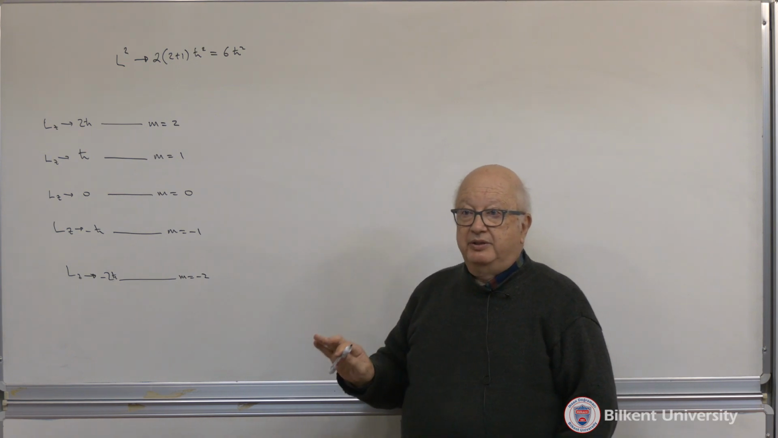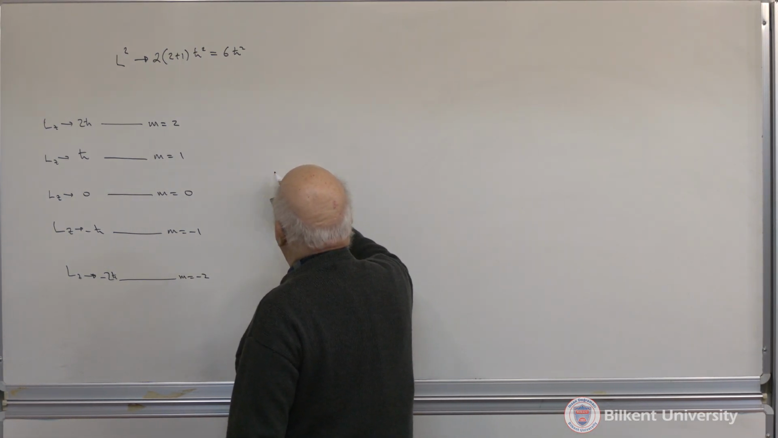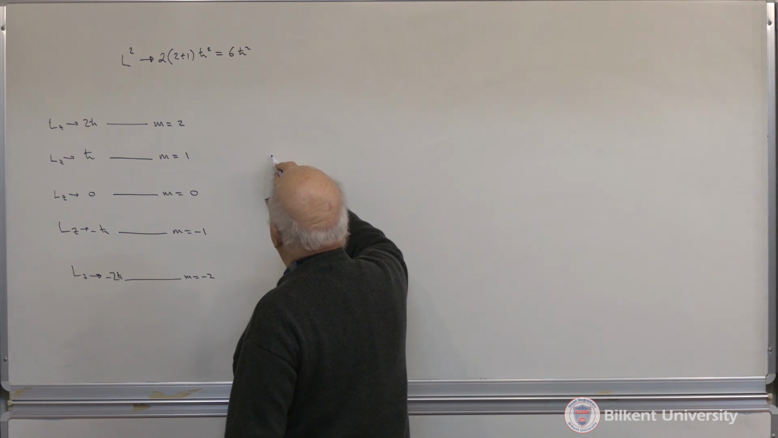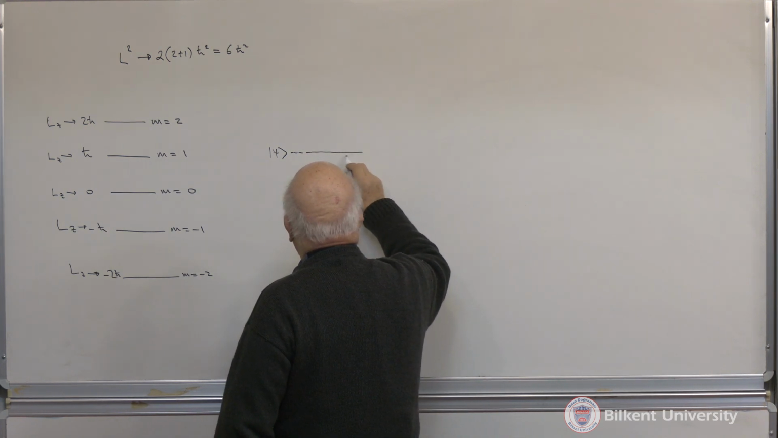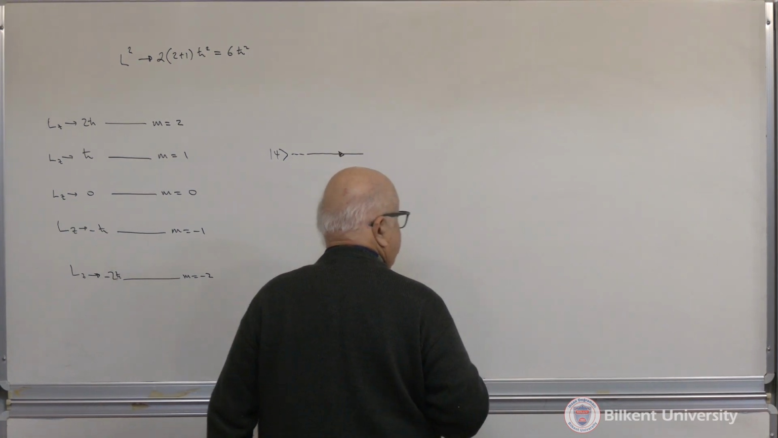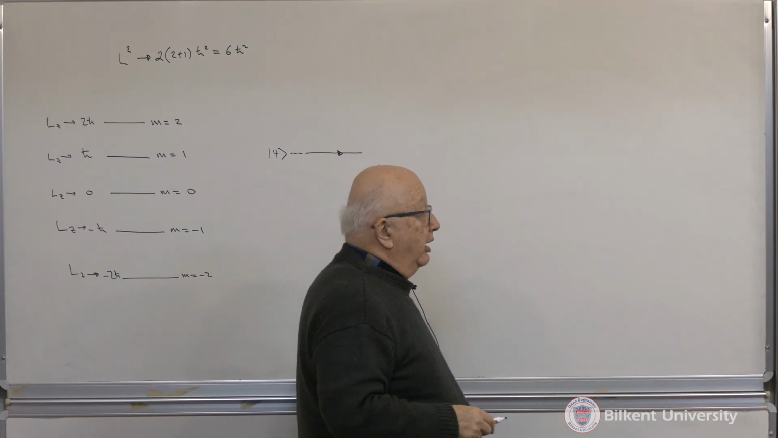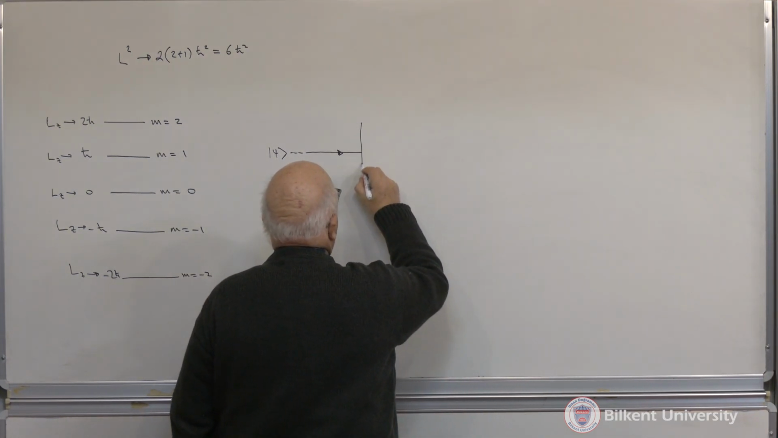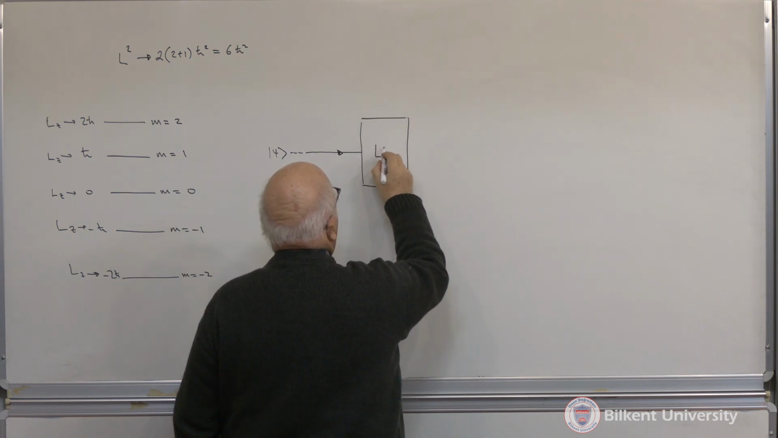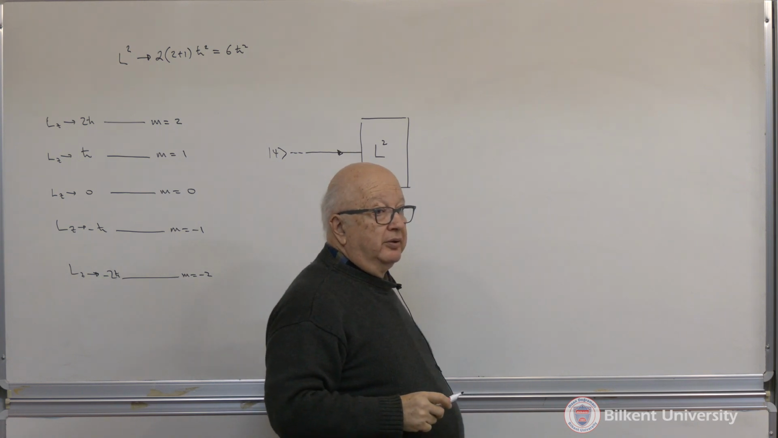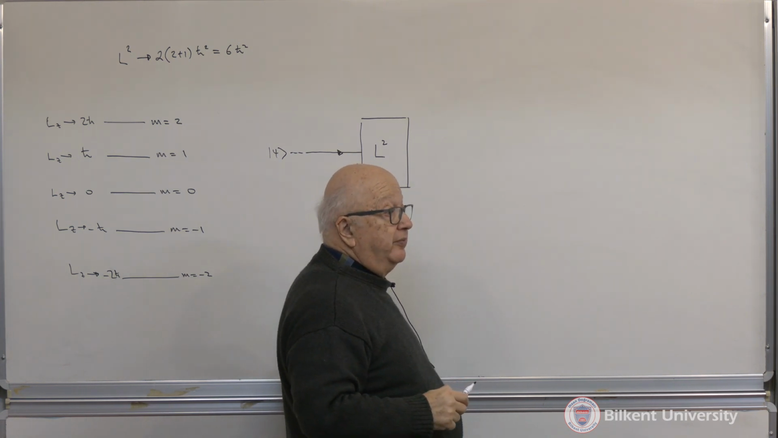Okay, so let's look at that carefully. Suppose I make these measurements. So here is my atom which is coming in, it has some amount of angular momentum. And I'm going to measure its total angular momentum. Okay, so I'm going to measure its L squared. So what are the possibilities?